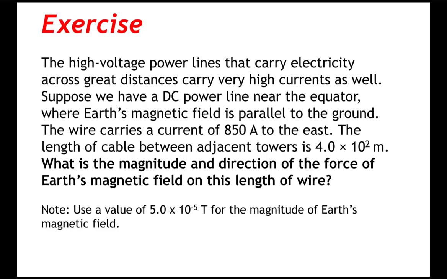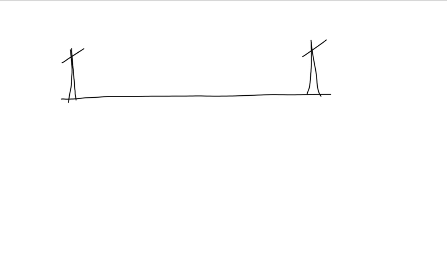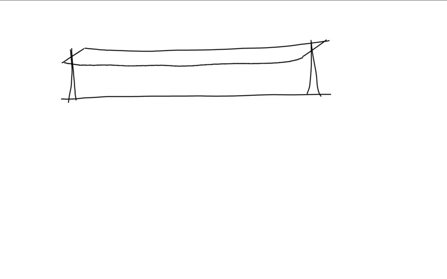Now, the magnitude of the Earth's magnetic field near the equator is about 5.0 times 10 to the minus fifth Tesla. So in this example, we are looking at a current-carrying wire near Earth's equator. This current-carrying wire goes between two towers, so let's illustrate those towers here. And this will be the wire that we are going to investigate. There's probably at least two wires, but we're going to focus on one of them.